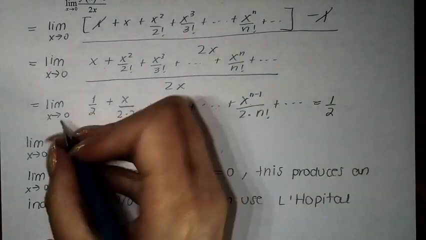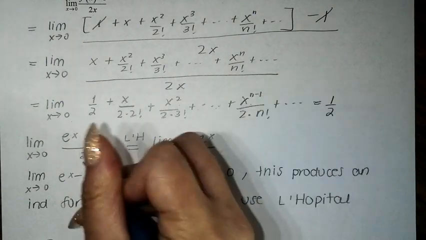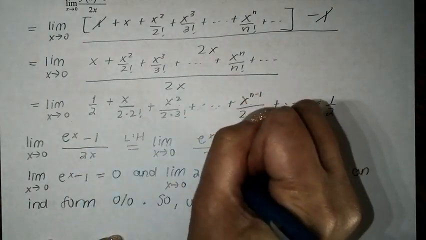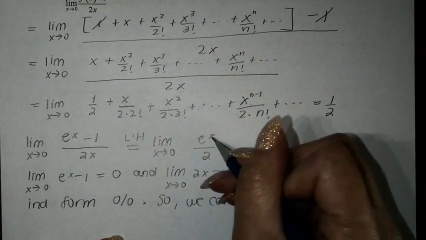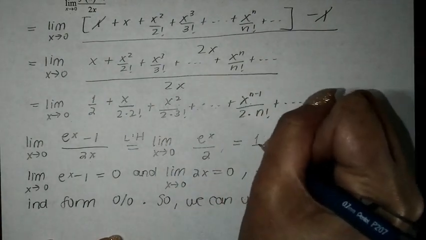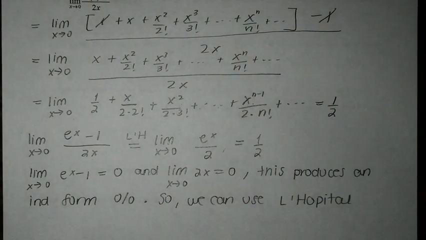So the derivative of e to the x minus 1 is just e to the x, and the derivative of 2x is just 2. Are we okay with that? So now you replace the x with 0, and what do you have? What a surprise, we have exactly the same result. Isn't that super beautiful? So I hope that you find this video helpful. Bye!